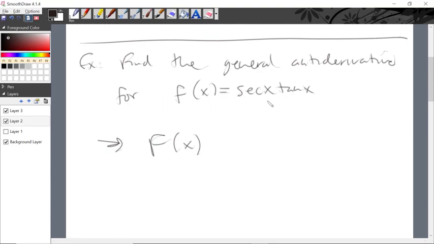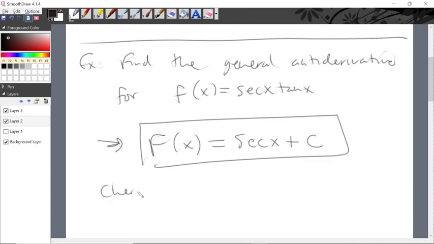Because this combination, secant x tangent x, is the derivative of a function that we have studied before. That would be the secant function. So big F of x equals secant of x is a particular antiderivative to this, but the general antiderivative to this function is secant x plus c.